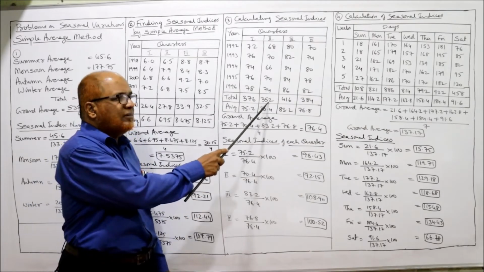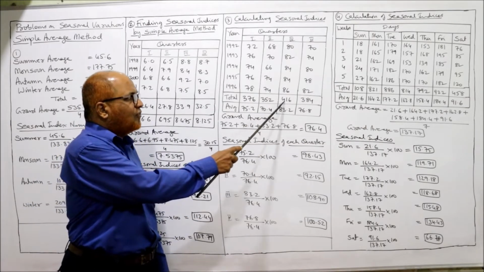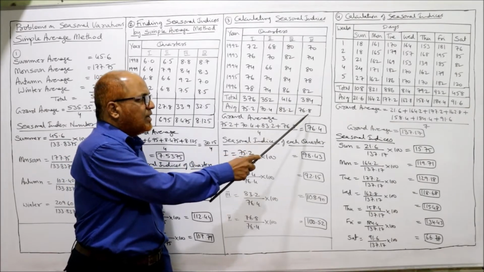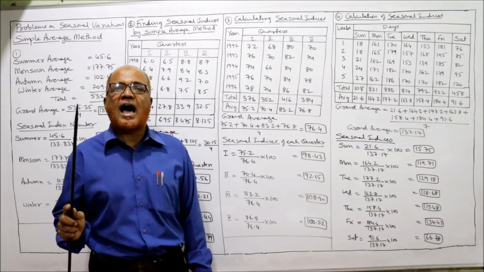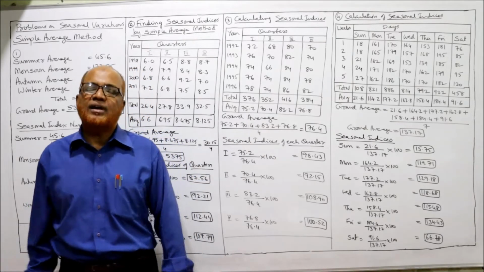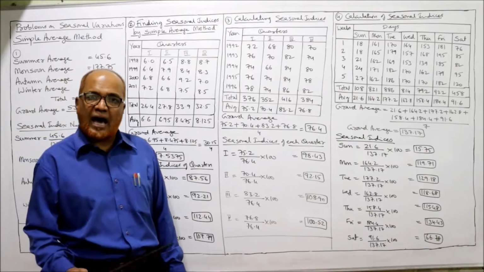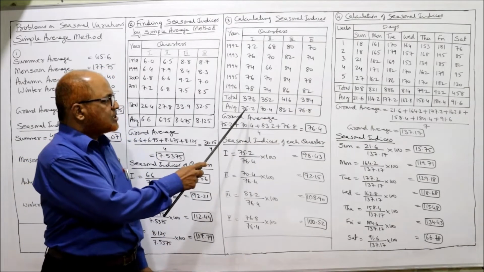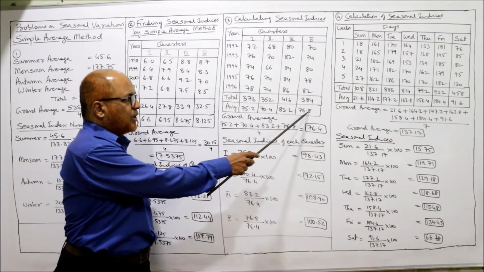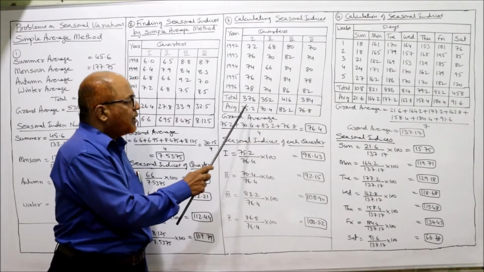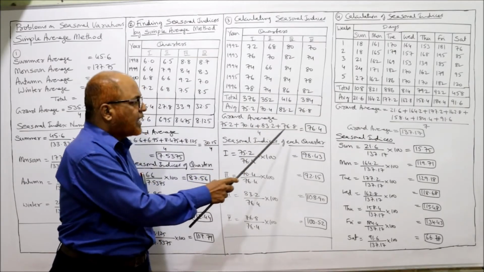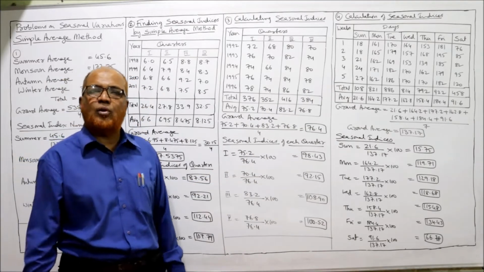Similarly 352 divided by 5, 70.4. 416 divided by 5, 83.2. 384 divided by 5, 76.8. These are the average index numbers for each of the quarter. Now we calculate the grand average, average of averages. So 75.2 plus 70.4 plus 83.2 plus 76.8 divided by 4. Because 4 numbers are there, 1, 2, 3, 4. So grand average is 76.4.